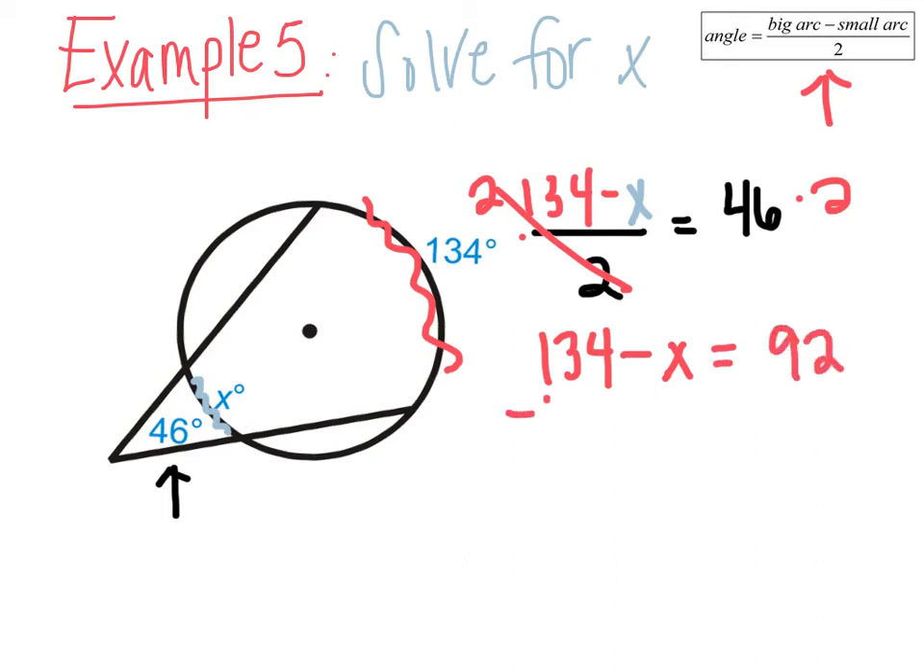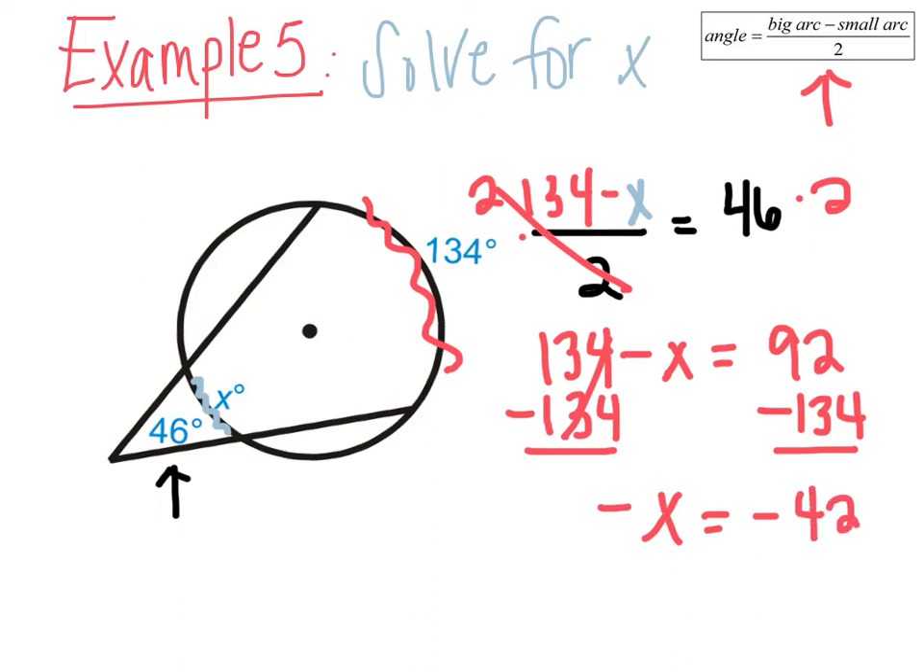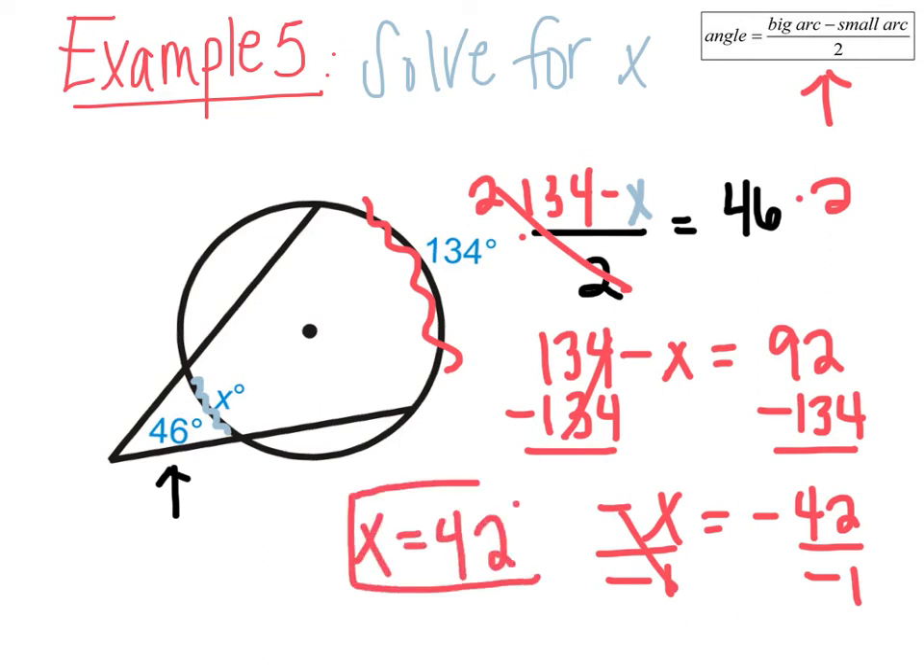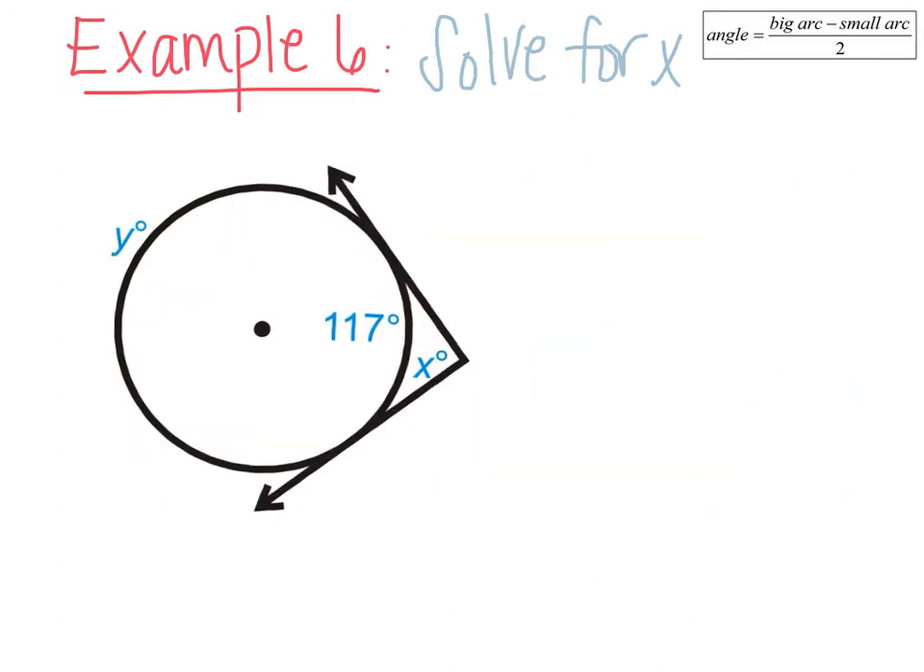Solve for x by subtracting 134 from both sides. Negative x equal to negative 42. Divide by negative 1 because we do not want a negative x. X equal to 42 degrees. So our last example, if you notice, we have two tangent lines to the circle.